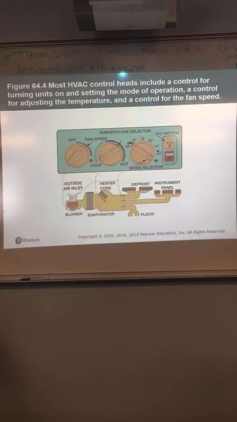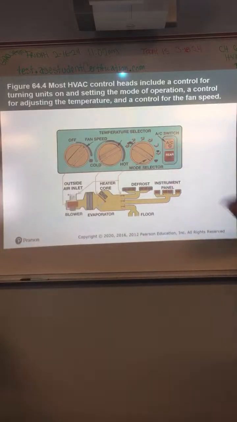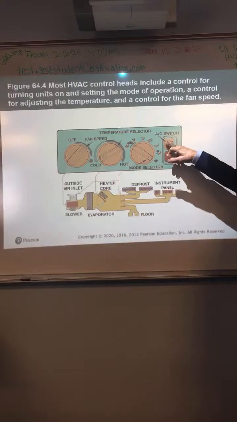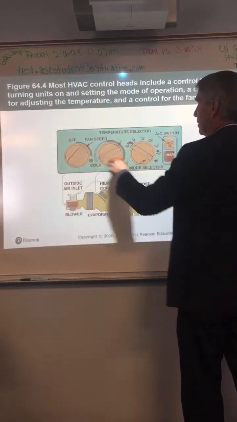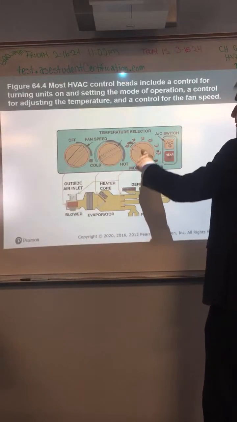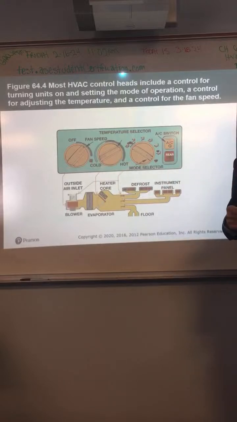Okay, most control heads include a control for turning the unit on, setting the mode of operation, controls for temperature, control of the fan speed. And most cars have a little snowflake button here that just turns the compressor on. Okay, you can manually turn this on or off anytime you want. You can have your setting all the way on cold, fan all the way up, have this blowing on your face, and the air conditioner not be on.